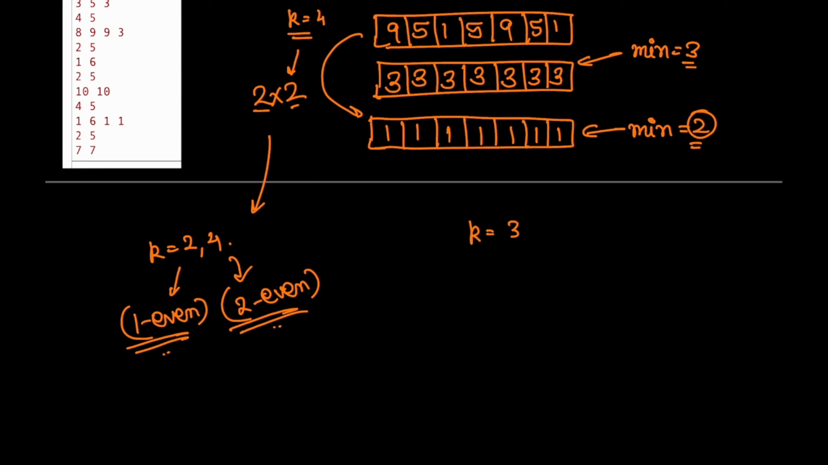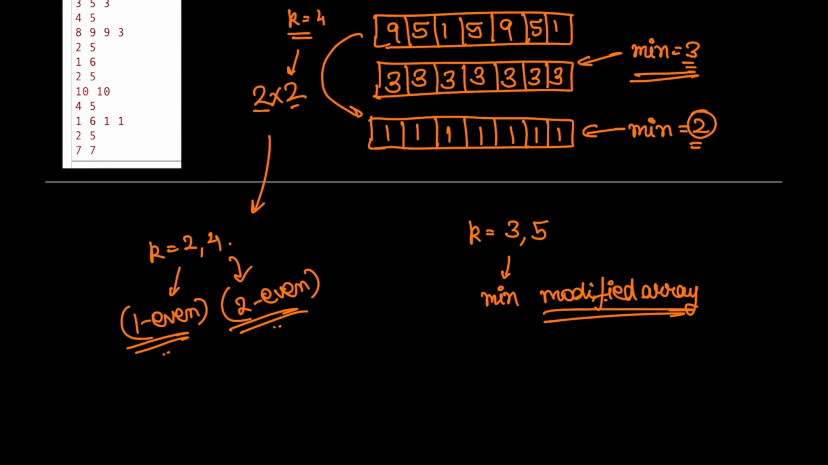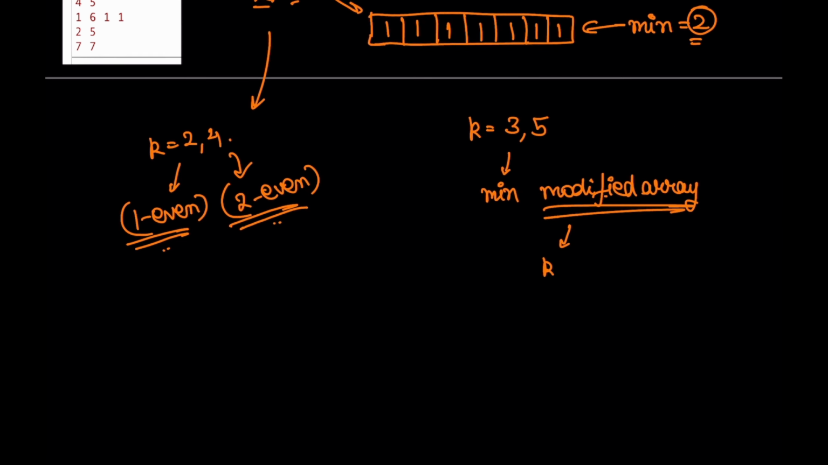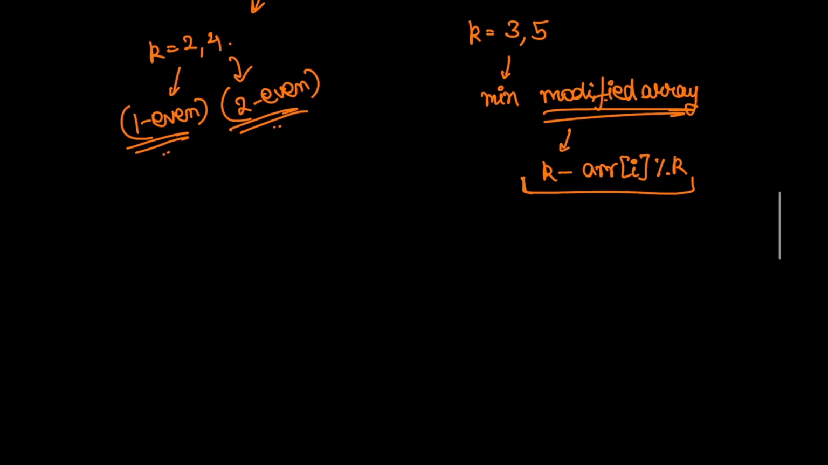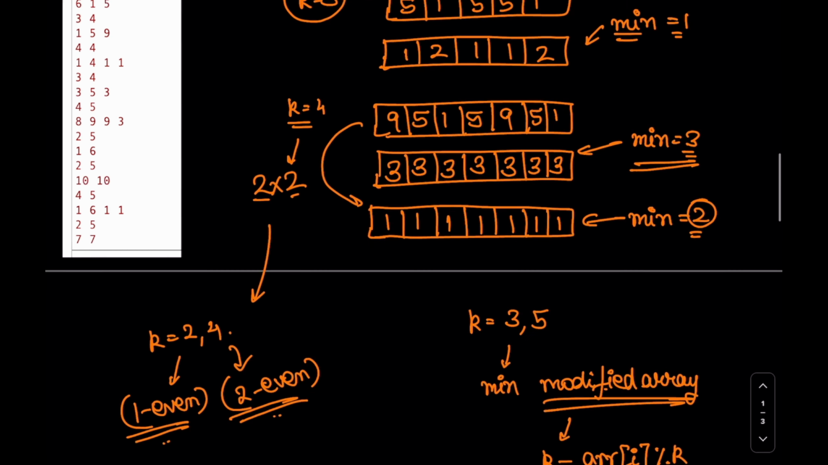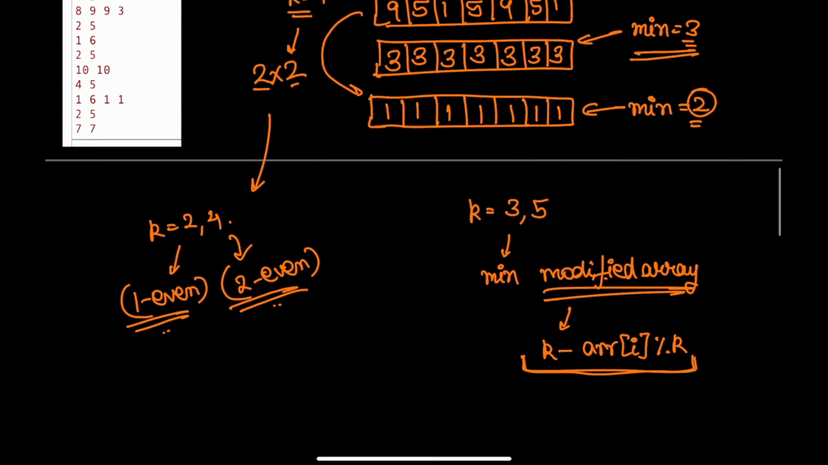For k equal to 3 and 5, those are the only operations left. We will have to take the minimum from the modified array. Now what is this modified array? This would have k minus arr of i percentage k. These are basically the number of operations required to make that particular number divisible by k. Like for 9, how did I write 3? I basically took the nearest possible number and subtracted 9 from that.